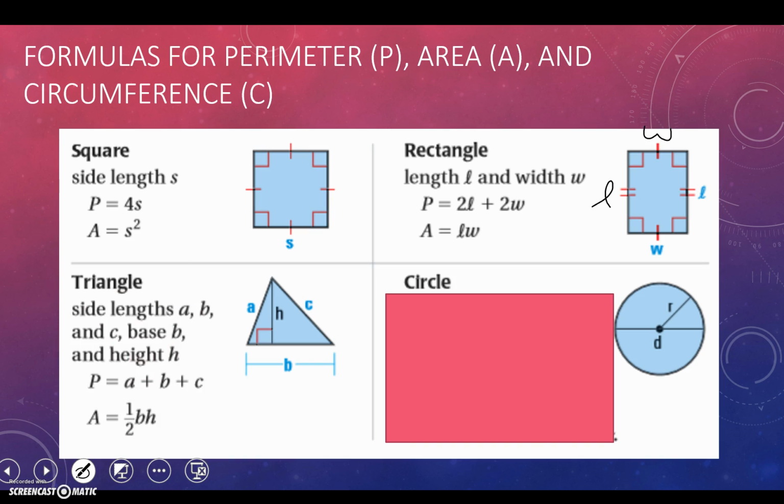The triangle, we don't have any special way to indicate the length, so we know that the lengths are A, B, and C in this specific diagram. So to find the perimeter, we would add them up. However, our area is 1/2 base times height.